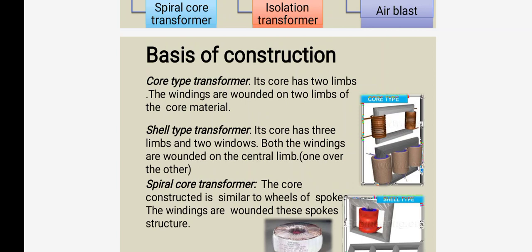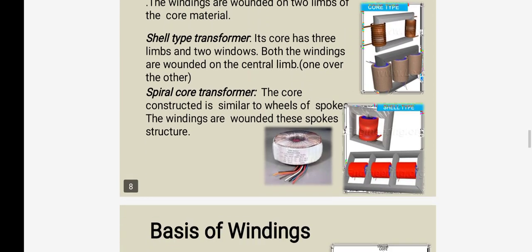Then the spiral transformer. The core construction is similar to a wheel of spokes. The windings are wound on the spoke-like structure. From the third diagram you can see the spiral core transformer.